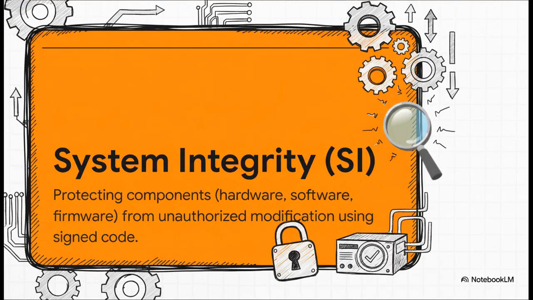Let's zoom in on a couple of these because they are so critical in the OT world. System integrity. This is all about trust. How do you know that the code running on a critical controller is the real, authorized code from the manufacturer? A great example of a control here is using digitally signed firmware. It's like a digital wax seal that proves the code hasn't been tampered with by an attacker.